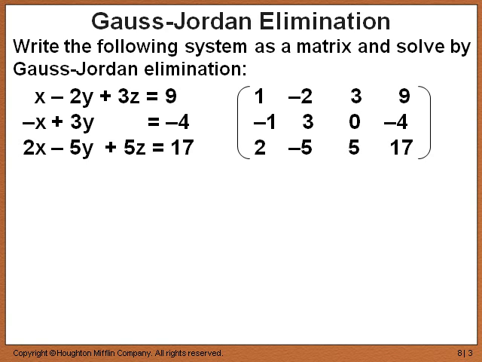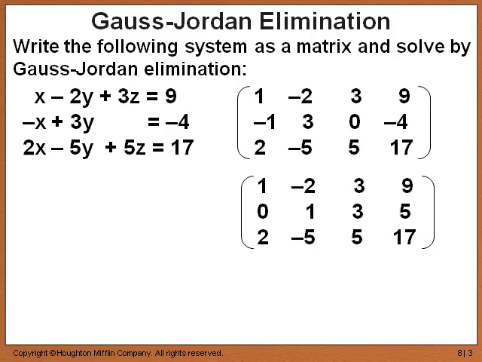All right, now we're going to just quickly go through the steps that you should have followed in order to get row echelon form. The first step is to simply add row 1 to row 2. And when you add row 1 to row 2, you get 1, -2, 3, 9; 0, 1, 3, 5; 2, -5, 5, 17.